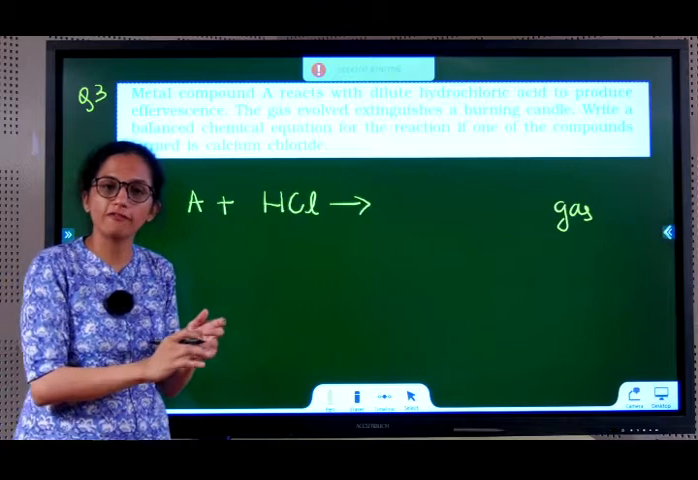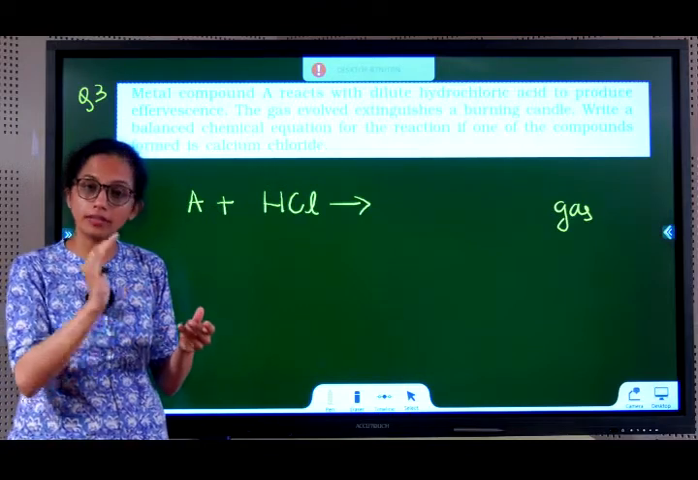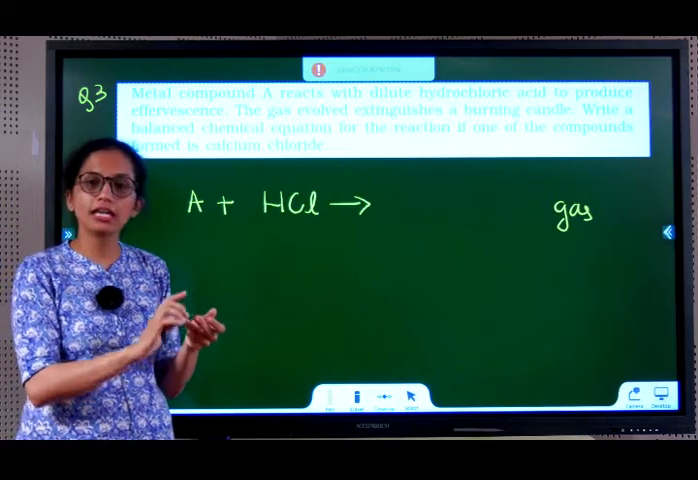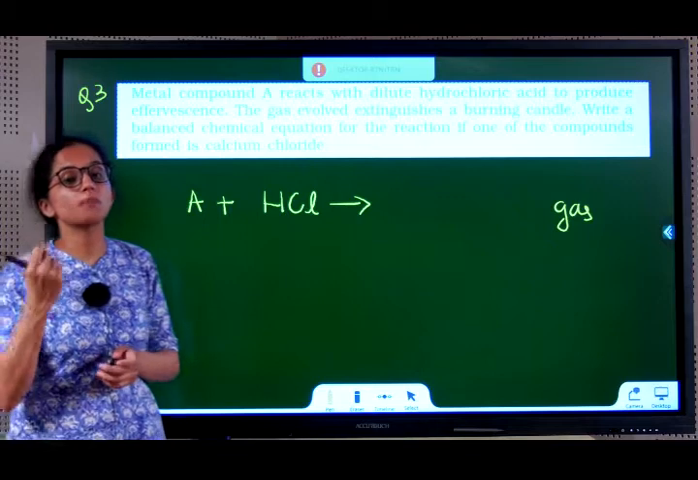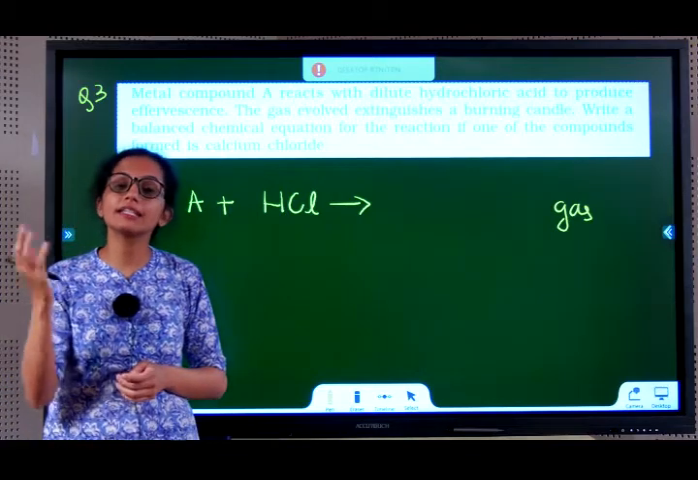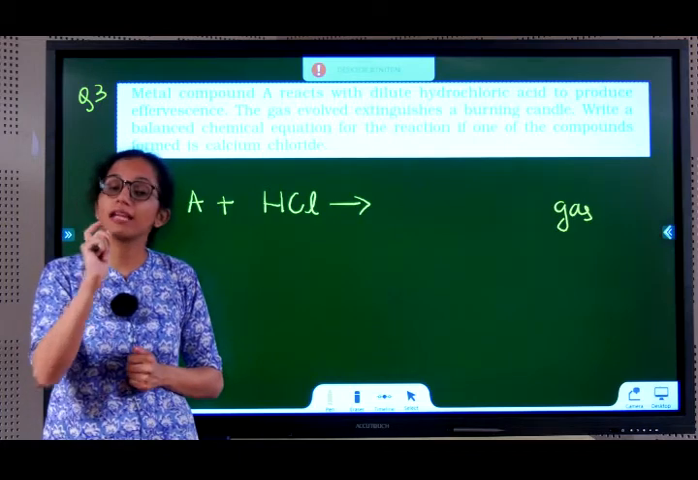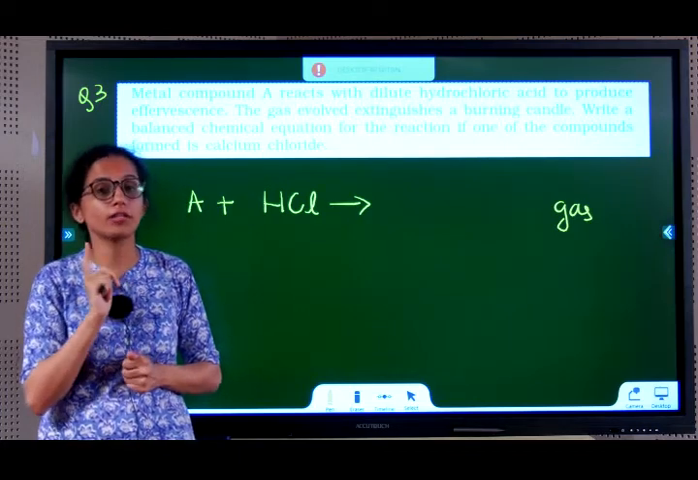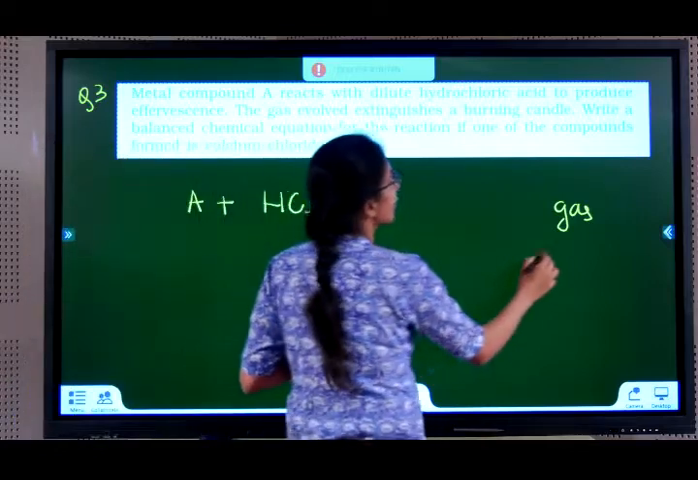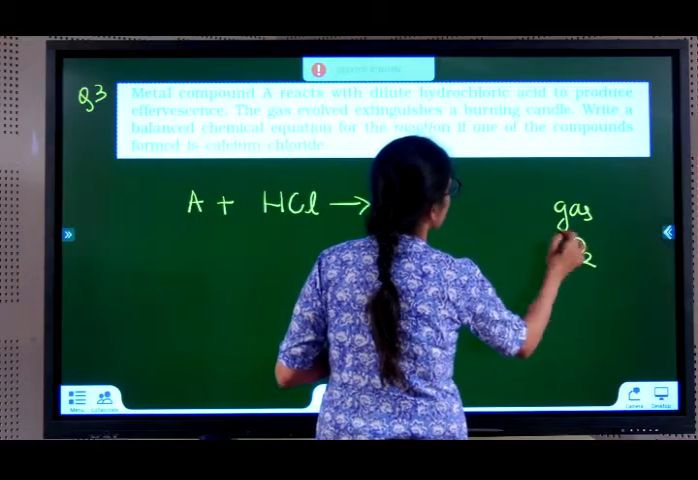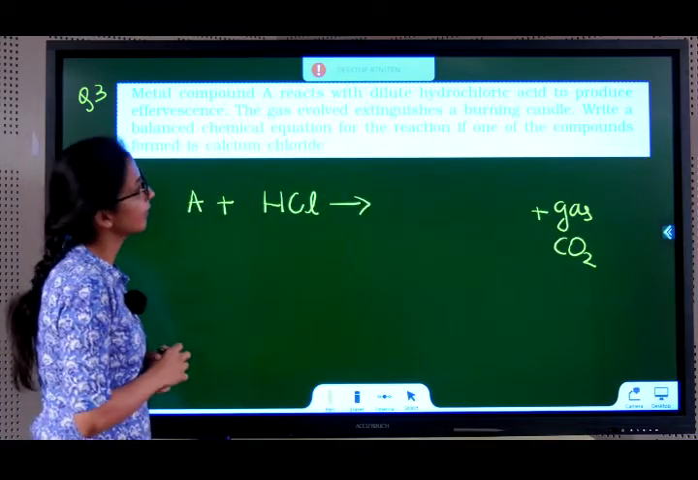Extinguishes means puts off. We studied 3 gases until now during experiments: hydrogen gas, oxygen gas and carbon dioxide. Hydrogen gas burns with a pop sound, oxygen gas increases the burning, and for carbon dioxide we learned the milky water test, but we also know that carbon dioxide does not support burning, it extinguishes burning. So I can say it is possible that the gas here is CO2. How did we get this? By this information. It extinguishes a candle.